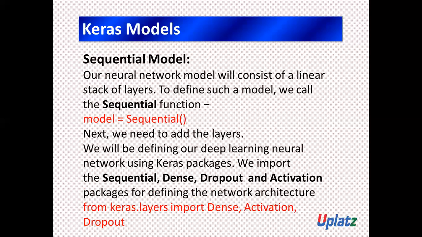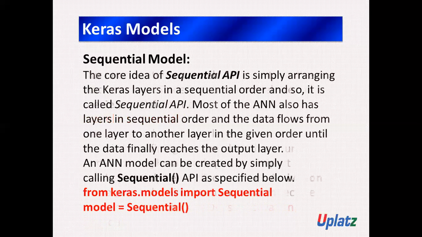Now the next thing is our neural network model will consist of a linear stack of layers. To define such a model, we call the sequential function, so model is equal to sequential. First, you need to import sequential from keras.models. So the first line you should write is from keras.models import sequential.